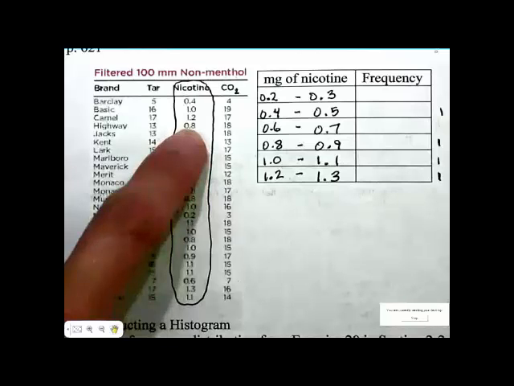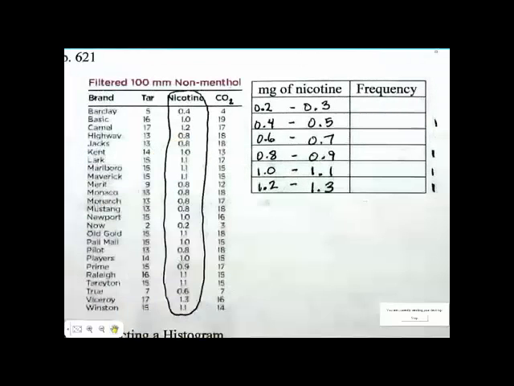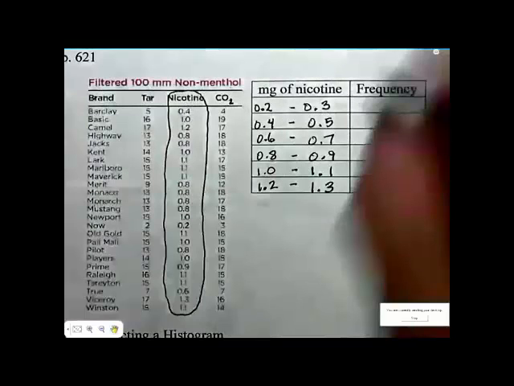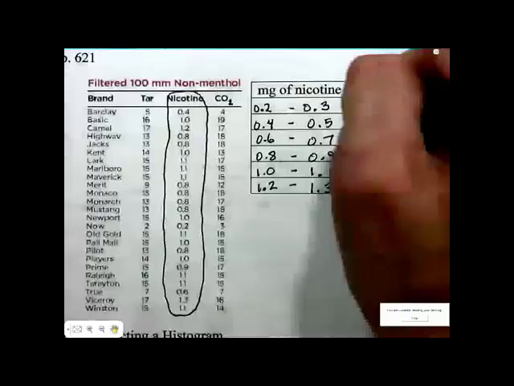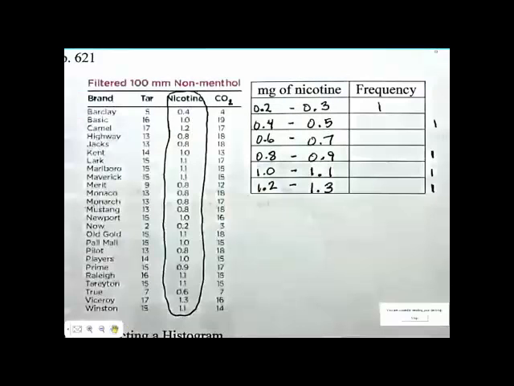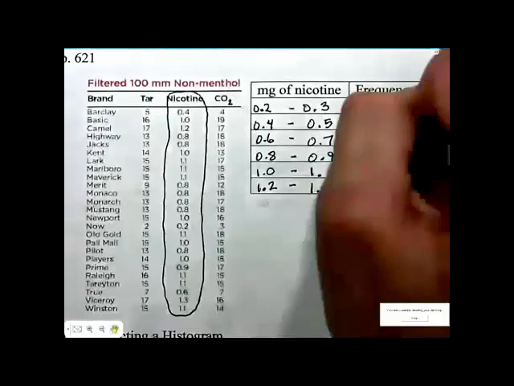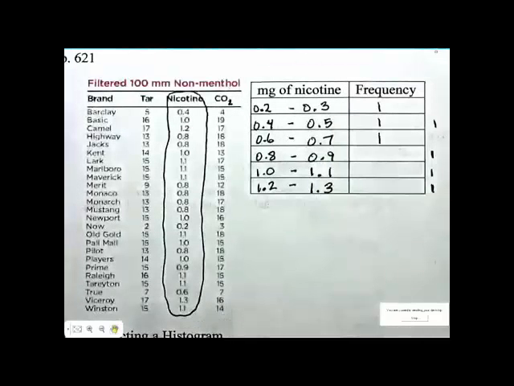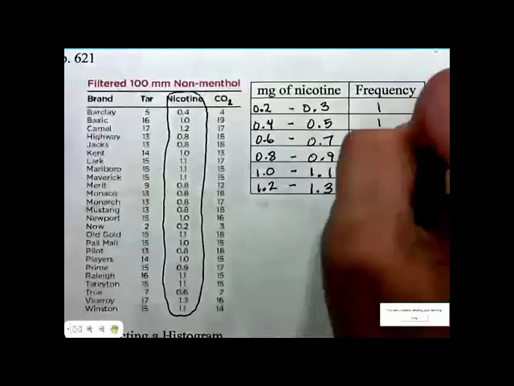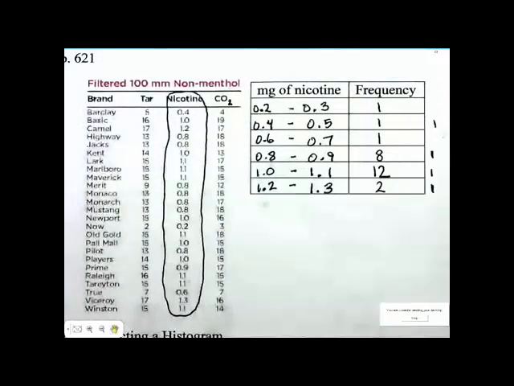All right. To not spend class time doing that, let me just tell you there was only one cigarette that had between 0.2 and 0.3 milligrams of nicotine. Only one that had between 0.4 and 0.5. Only one had between 0.6 and 0.7. 8 fell in that fourth class. 12 fell in the fifth. And only 2 fell in the highest class.